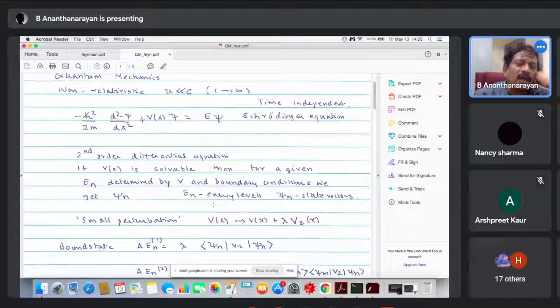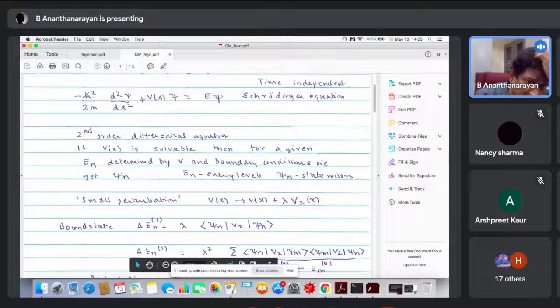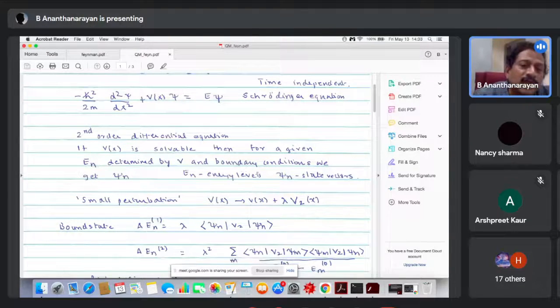Now let us say that you have a potential V of x where you have already done this. And to that you add a small potential denoted by lambda V2 of x, which is going to disturb the system a little bit. But for this whole new potential, you have to write a corresponding Schrödinger equation. Let us say that you don't know how to solve it, that it's no longer such a simple problem.